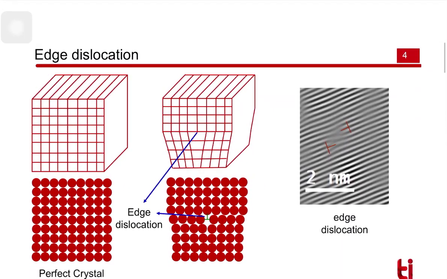Now this is another way to understand the edge dislocation. Again, this is a perfect crystal. This is a crystal which has a dislocation. So there will be an edge formed inside this paper. You can see in this two-dimensional image the dislocation. This is how we show the edge dislocation two-dimensionally.